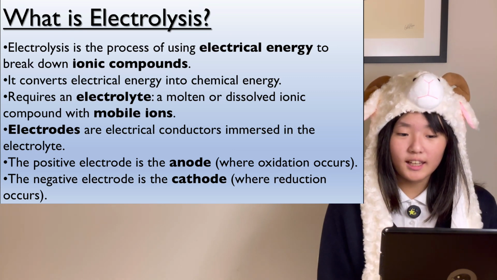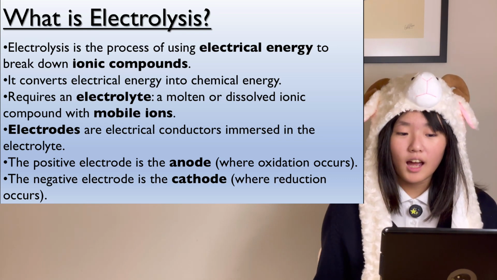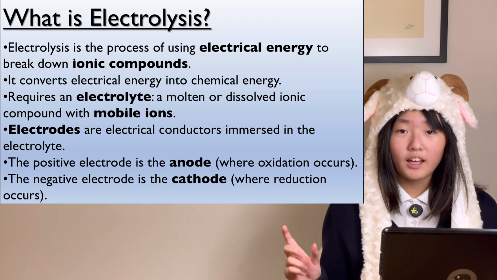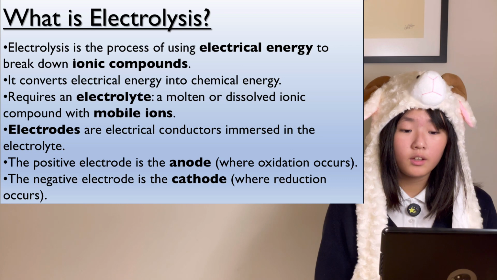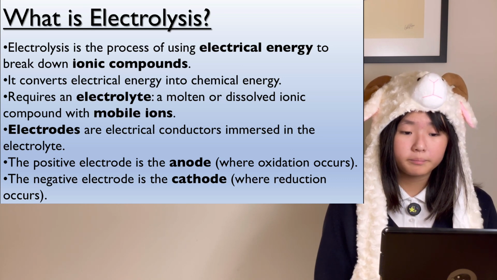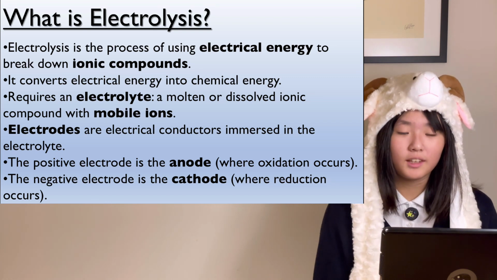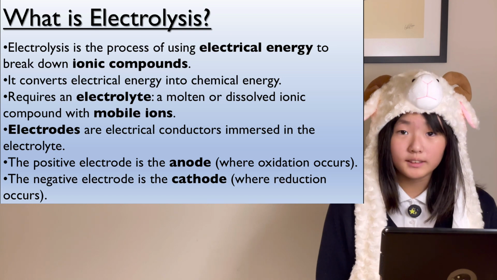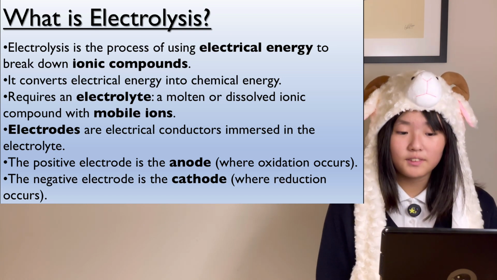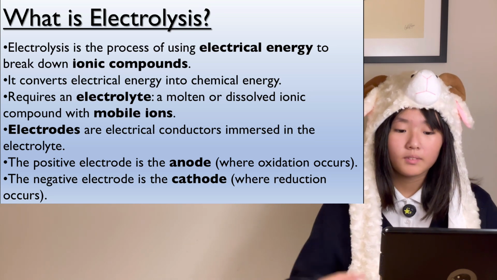It requires an electrolyte, a molten or dissolved ionic compound with mobile ions, which means that it needs an ionic compound that has ions that are moving inside it. Electrodes are two rods on either end of the electrolyte that are electrical conductors that are immersed into the electrolyte. The positive electrode is called the anode, where oxidation occurs. The negative electrode is the cathode, where reduction occurs.